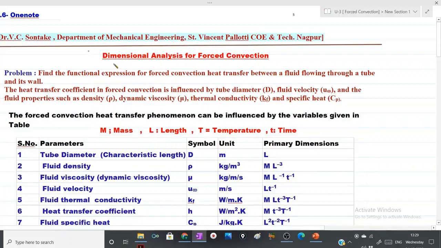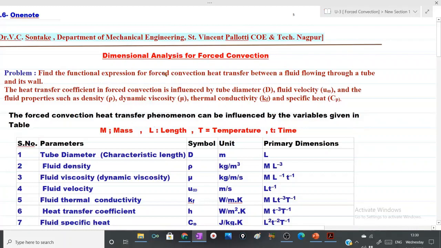So let us discuss dimensional analysis for forced convection. The problem goes like this. Find the functional expression for forced convection heat transfer between a fluid flowing through a tube and its wall. The heat transfer coefficient in forced convection is influenced by the tube diameter capital D, fluid velocity U infinity, and the fluid properties such as density, dynamic viscosity, thermal conductivity, and specific heat.